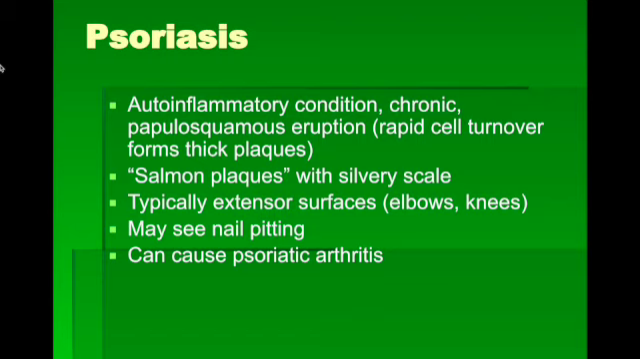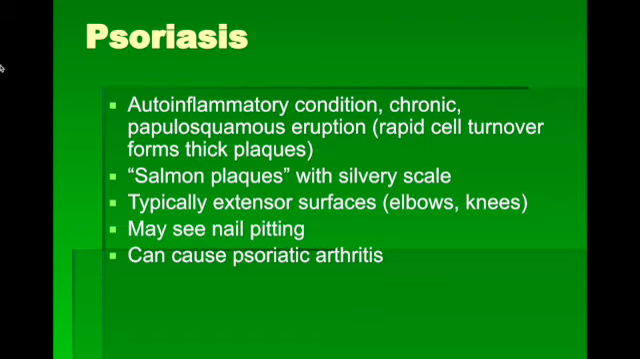Psoriasis is an autoinflammatory condition that has a papulosquamous eruption, essentially from rapid cell turnover that's sort of inappropriate, and it forms these thick plaques. We call them salmon plaques, or they're sort of pinkish, and then they have a silvery scale on top. This is often on the extensor surfaces as opposed to eczema and atopic dermatitis, which we say is usually on the flexor surfaces. So you'll see this more on the elbows, knees. Sometimes you'll see it on the scalp or the low back.